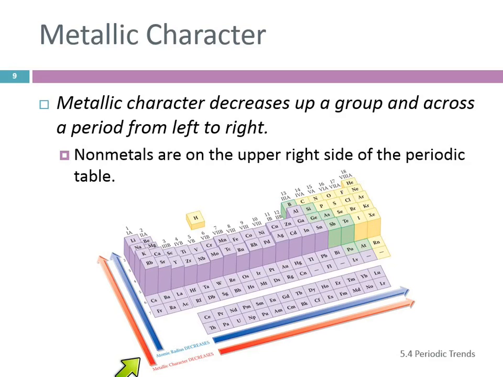So here they're showing as you go up, if you go up a column, metallic character decreases. As you go across, metallic character decreases from left to right. I don't know about you, but I have a hard time remembering relationships like that. I can't remember that, and I really don't expect you to remember that either. So I'm going to show you how I remember this.